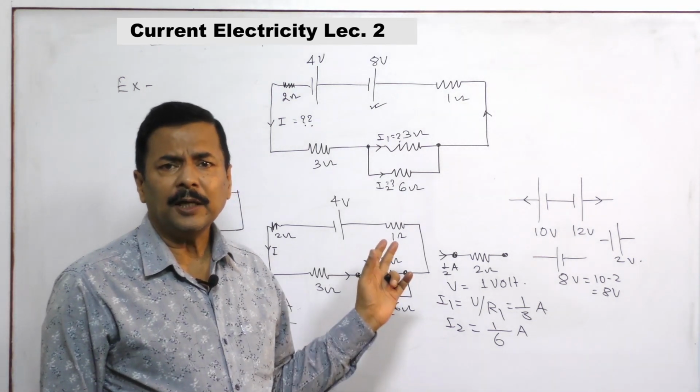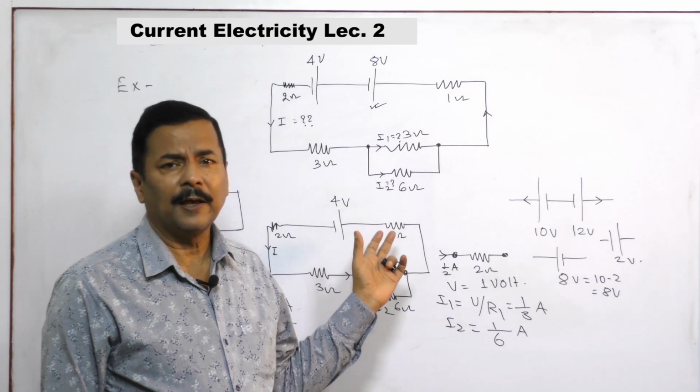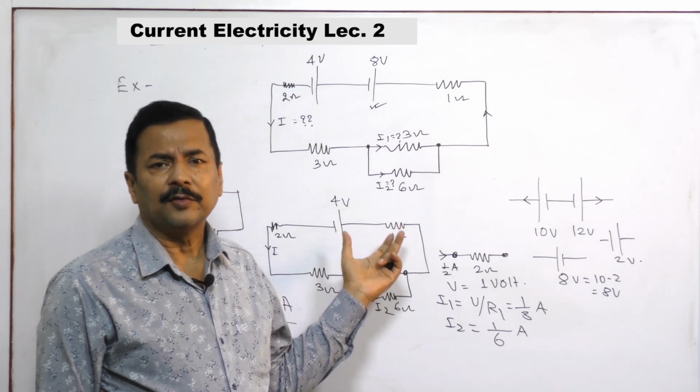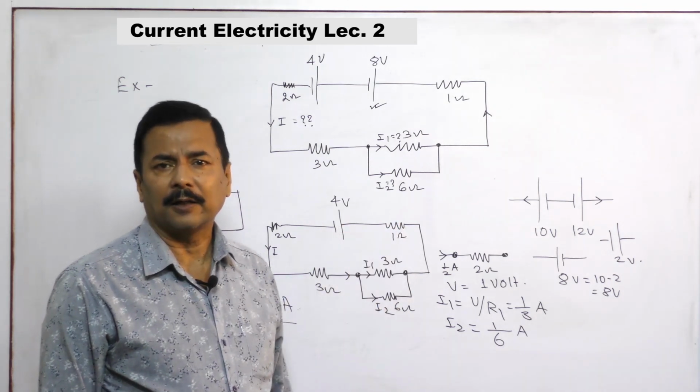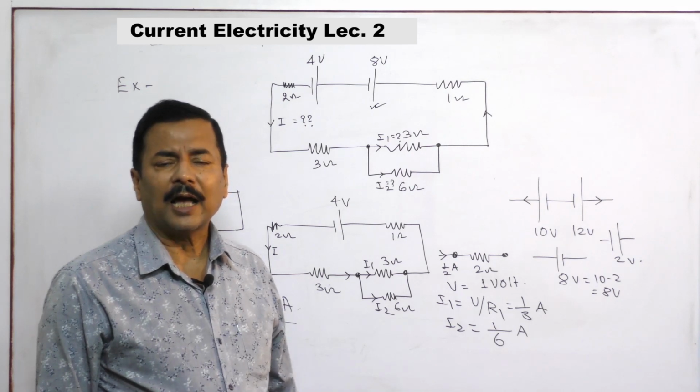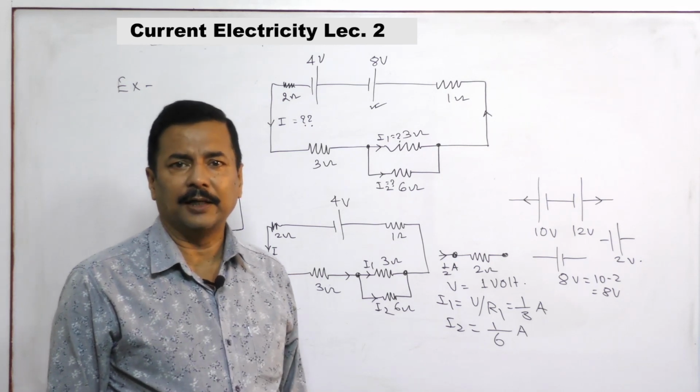So this should be clearly understood. This is the way we can apply V equals IR in series and parallel combination. The next question I will be giving you is of the same profile.